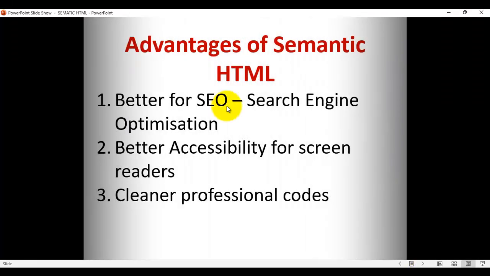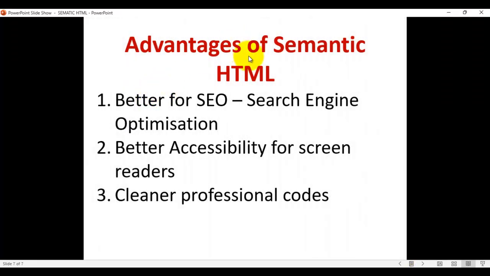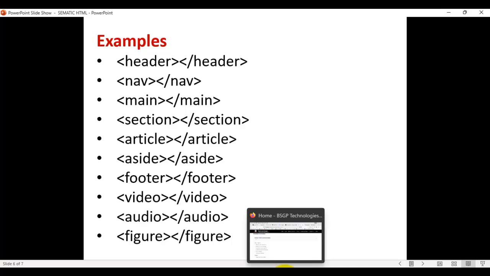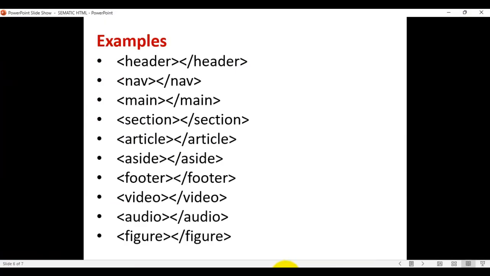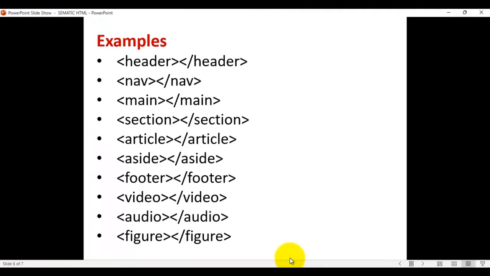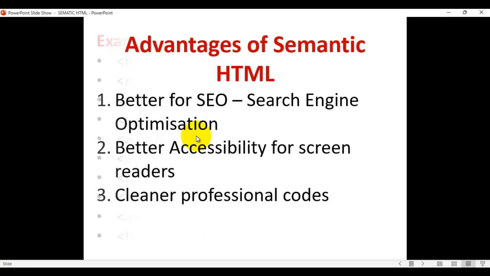Now, why do I say semantic HTML is good for SEO? The Google search engine will be able to understand the content of your site when it sees something like header, navigation, main, footer, and so on. Google can read your site and provide search results for people that are looking for anything related to your site. So that is what we mean by that.